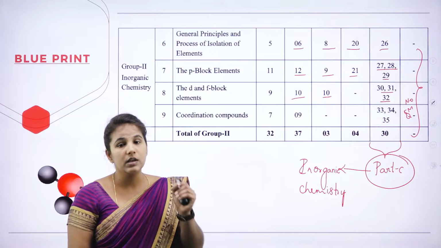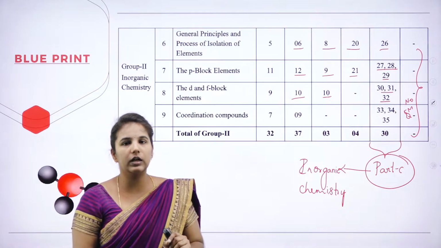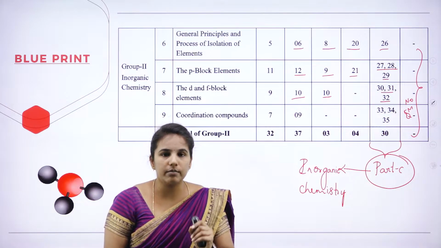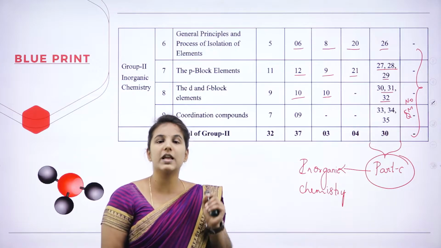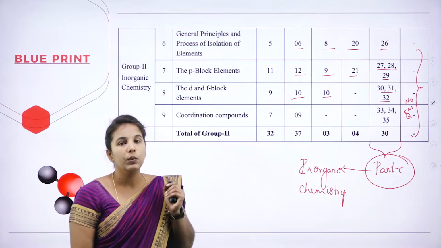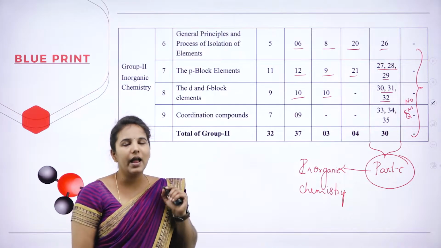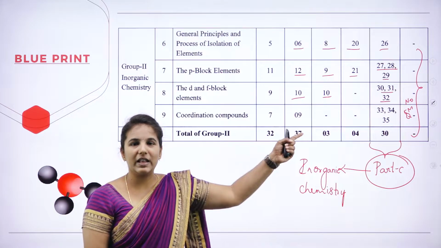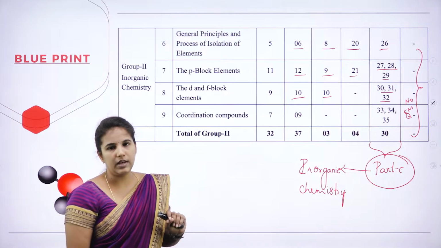In addition to this, we are very much familiar with the manufacture of potassium dichromate, one of the most important repeated questions asked in the d and f block elements. So we can expect that question in the 3 marks.